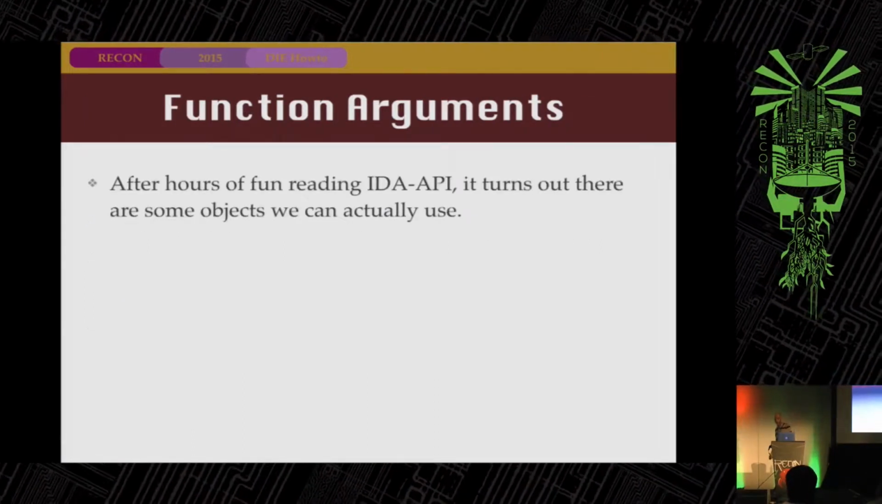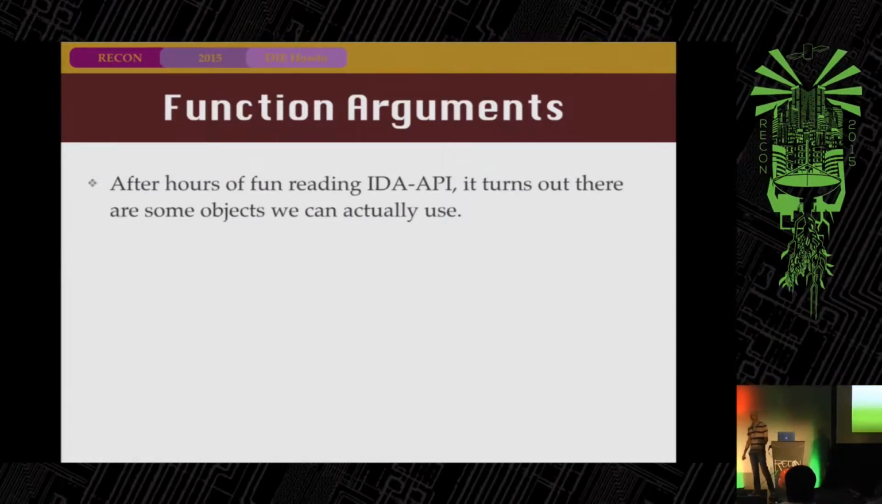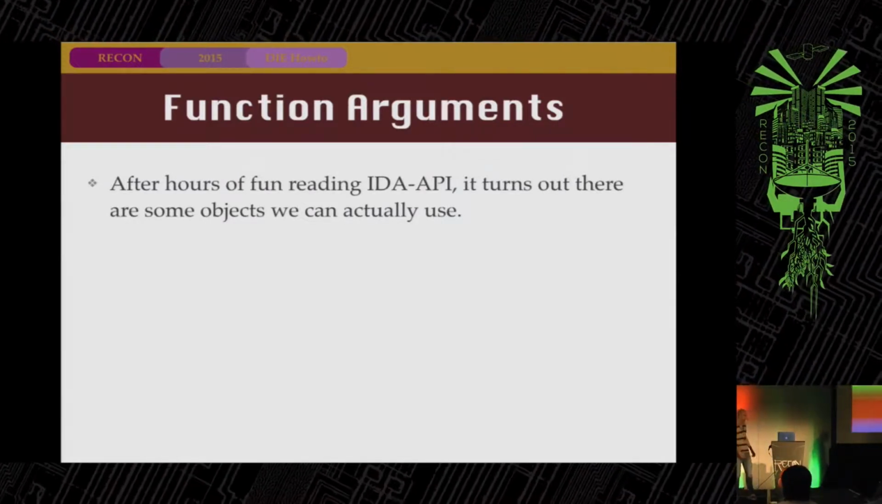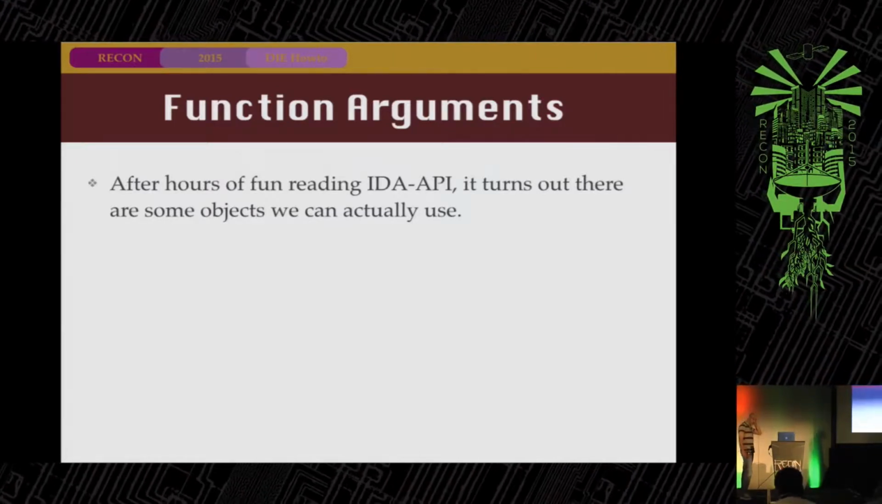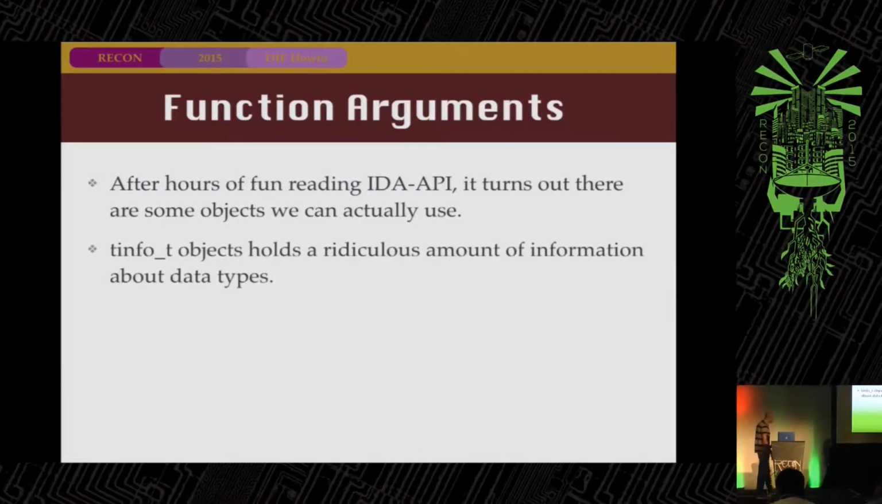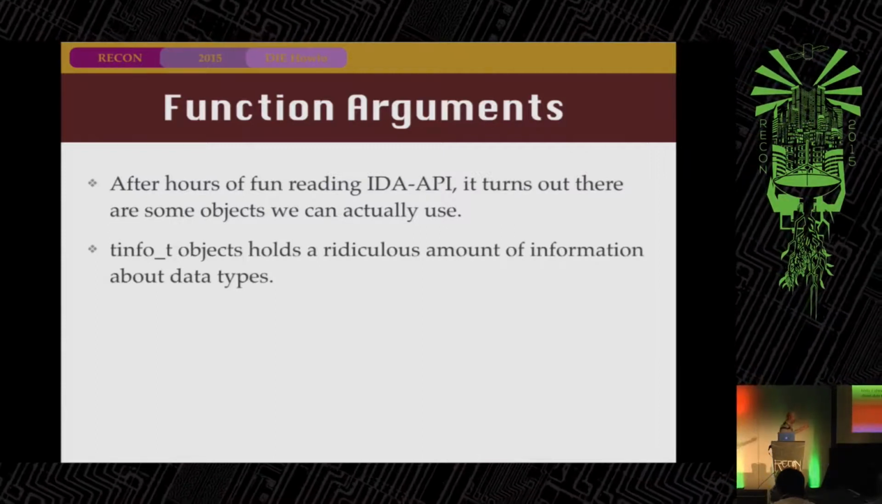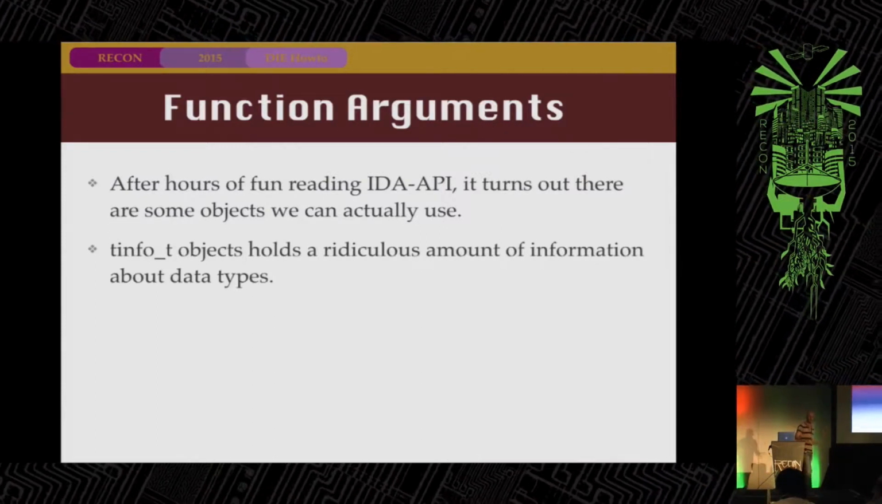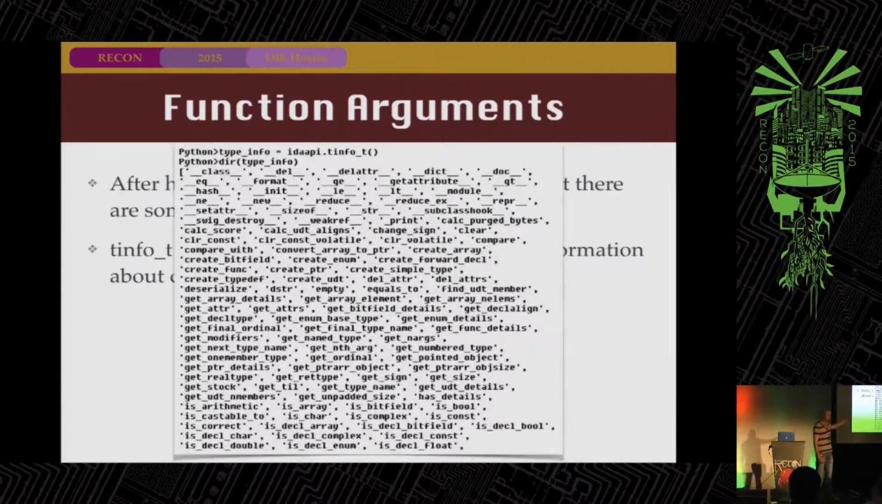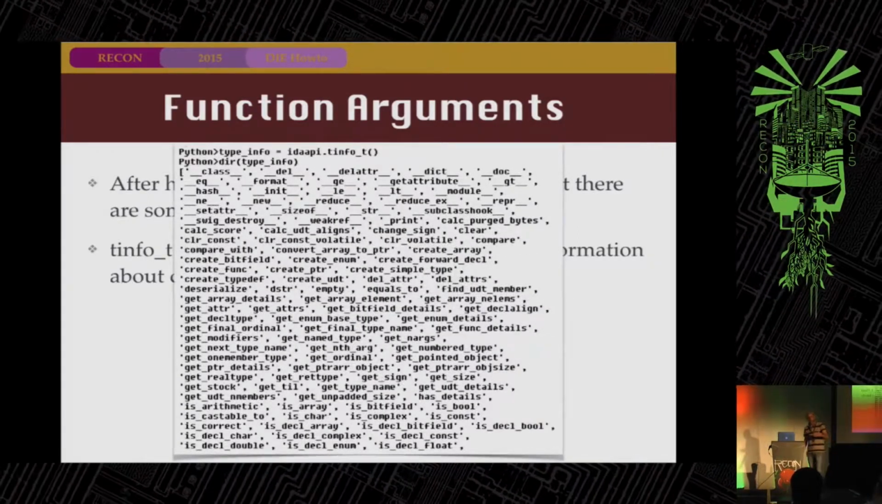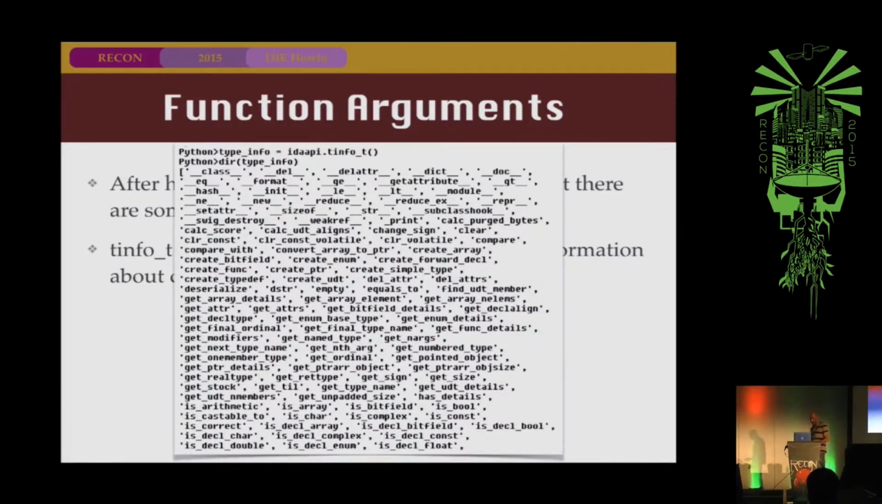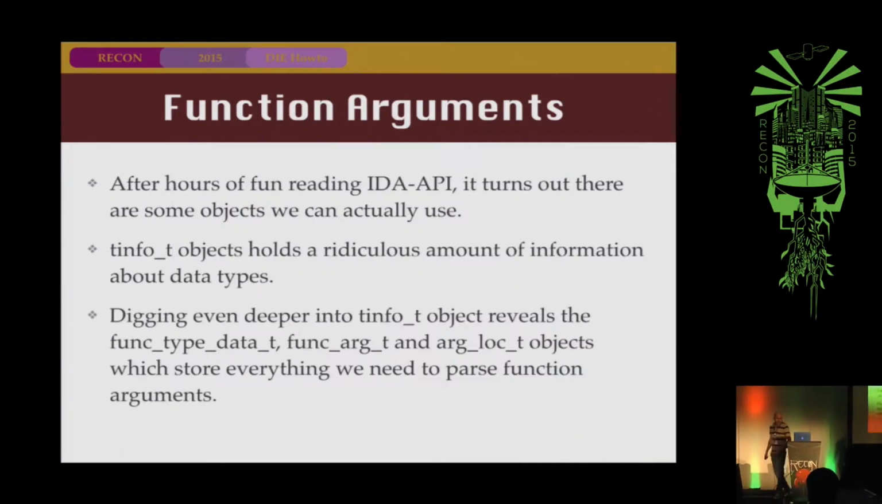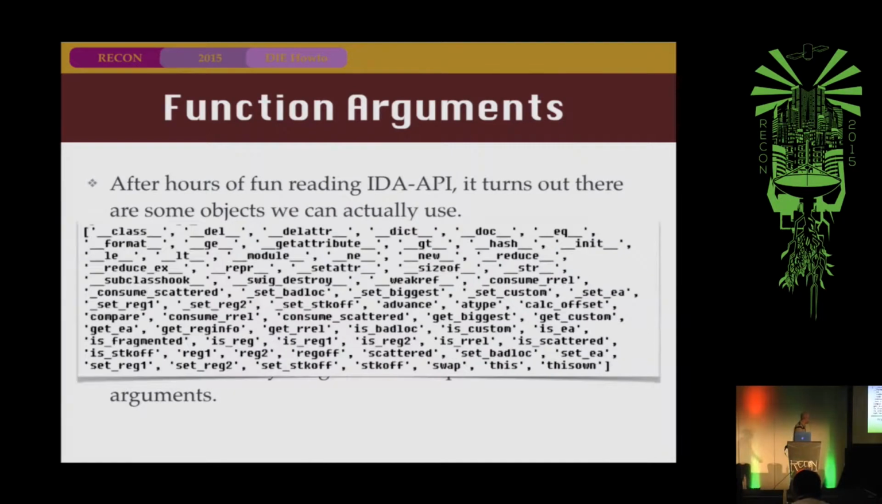So for function arguments, I had hours of fun with the IDA API. I recommend it to everyone. Not really. Anyway, digging into it, I could find an object called the tinfo object, which is a type info object, and it holds a ridiculous amount of information about types. This is just a small screenshot of all its functionalities, and it's really cool. And digging even deeper into this tinfo object, I find these objects, which are func_type_data_t, funcarg_t, and argloc_t, which actually give me all the data about function arguments.